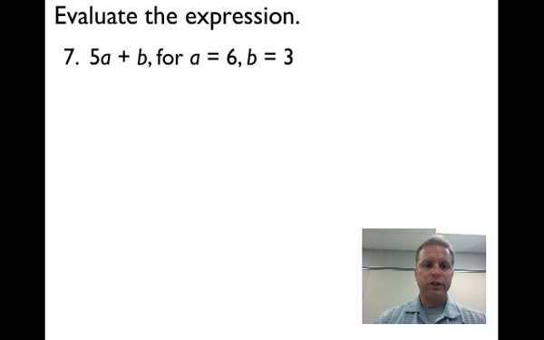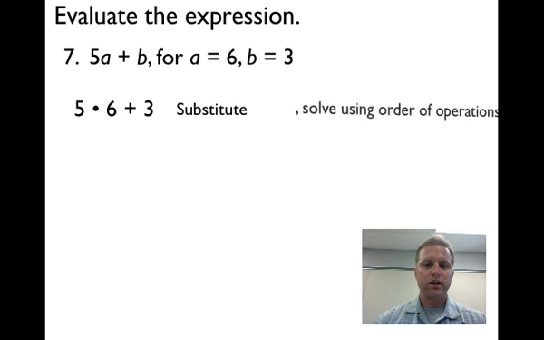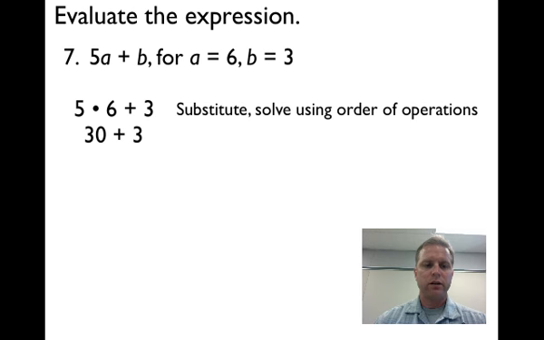Number 7, 5a plus b. Substitute in. We've got a equal to 6, b equal to 3. So 5 times 6 plus 3. Then we're going to solve using order of operations. 5 times 6 is 30, plus 3 is 33. We did the 5 times 6 not because it was first, but because it was multiplying. You want to remember, multiply before add.